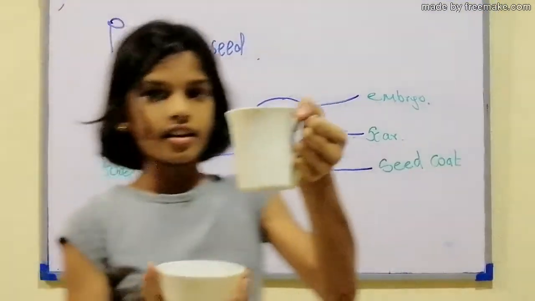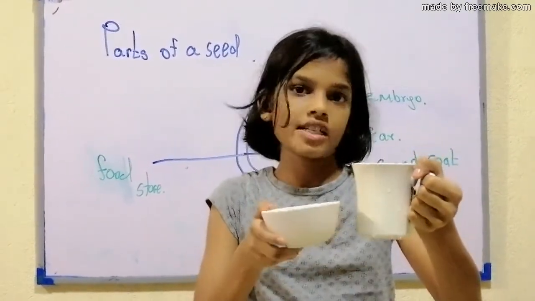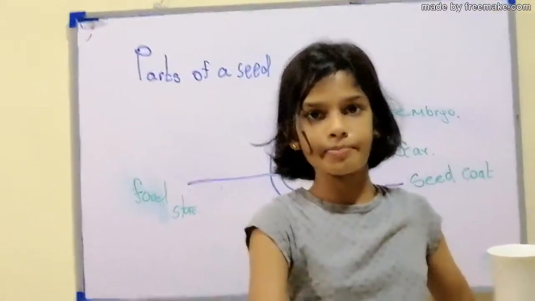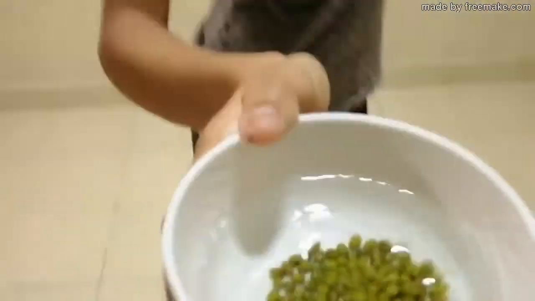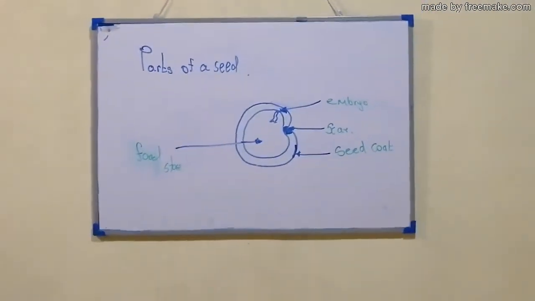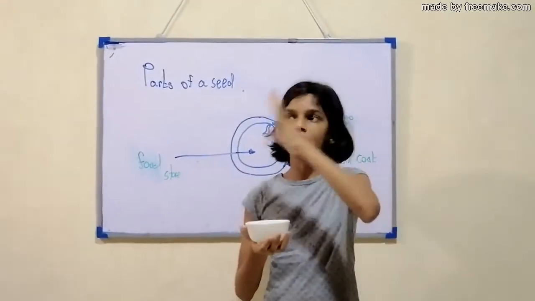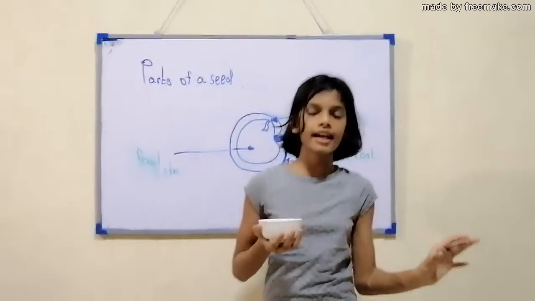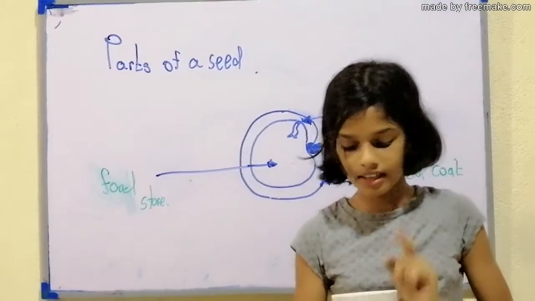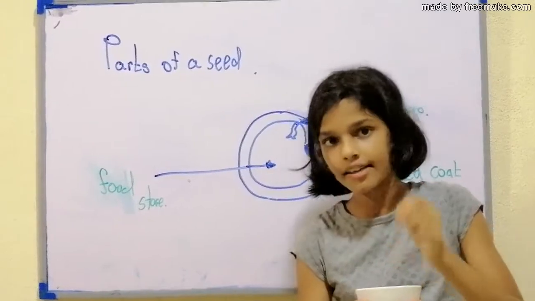I have a glass of water. It's good if you can do it in the morning, but it's up to you. Just pour the water onto the beans. Now you can see the water is on the beans. Keep it any place you like, not too hot or cold, just room temperature. Keep them for one day, 24 hours. Check tomorrow if the seed has changed.